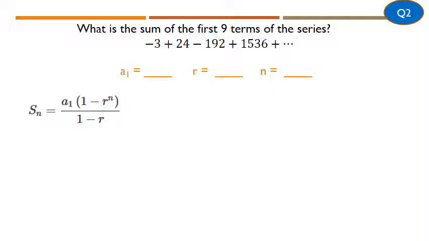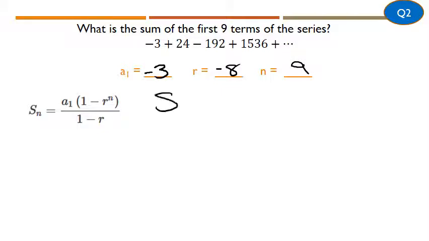What is the sum of the first 9 terms in this series? First we need to find our 3 numbers. Your a sub 1, your first term, is negative 3. R is what you're multiplying by. Notice you're multiplying by a negative 8 every time. Then your n is 9.